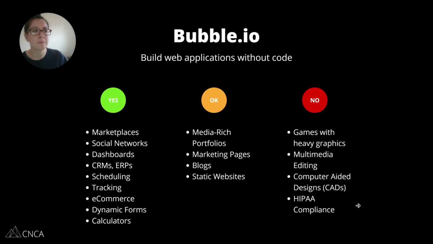Now, a few different examples of applications that can absolutely be built on Bubble, but there are some considerations here, include the following. So media-rich portfolios, marketing pages, blogs, static websites. The common thread with all of these is that they're not really interactive. They don't really need users to log in necessarily to consume this content.